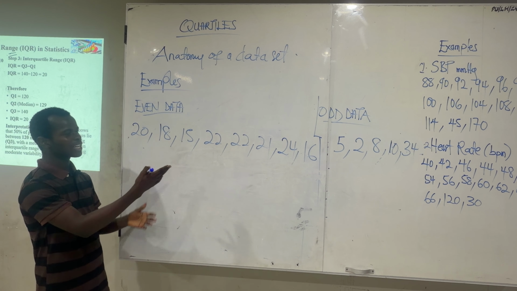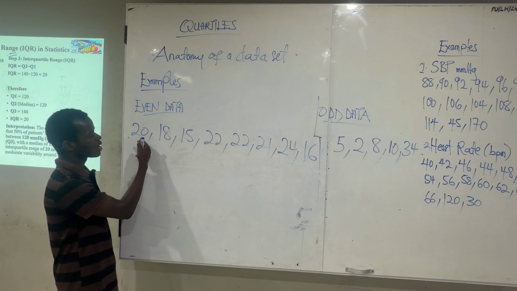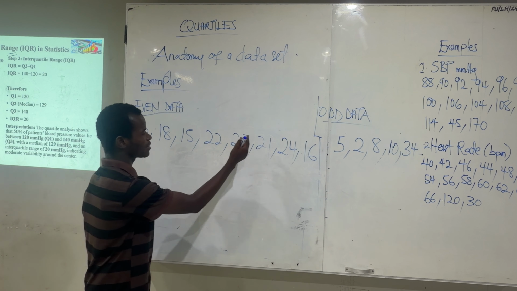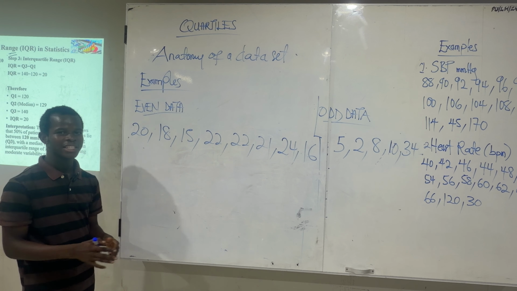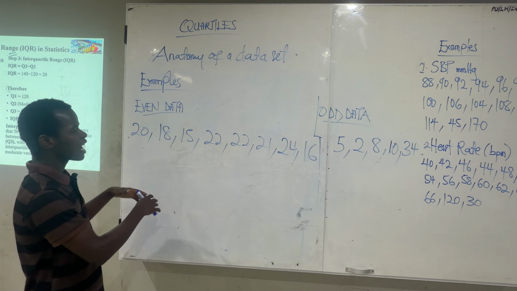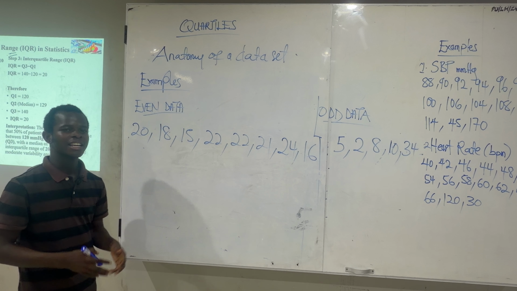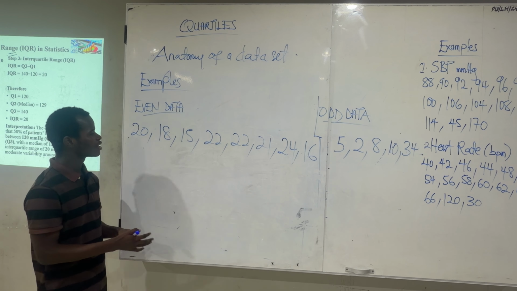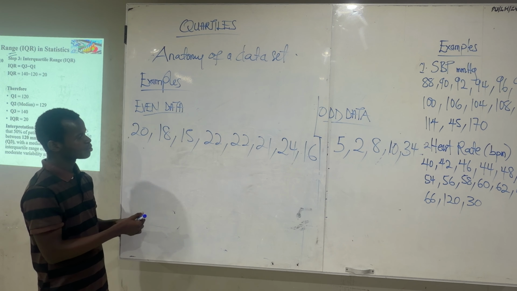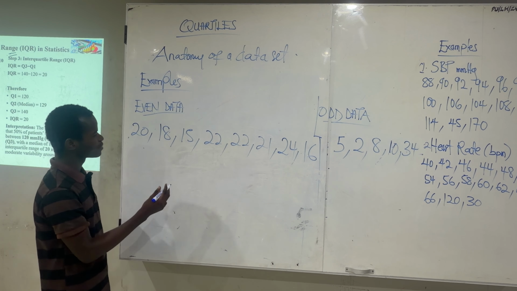At first, let's count our data set first. We have 1, 2, 3, 4, 5, 6, 7, 8. So we've confirmed that it's an even data. So we will first arrange our data set in ascending order. You can choose to arrange it in the descending order. So let's start from the lowest value to the highest value.